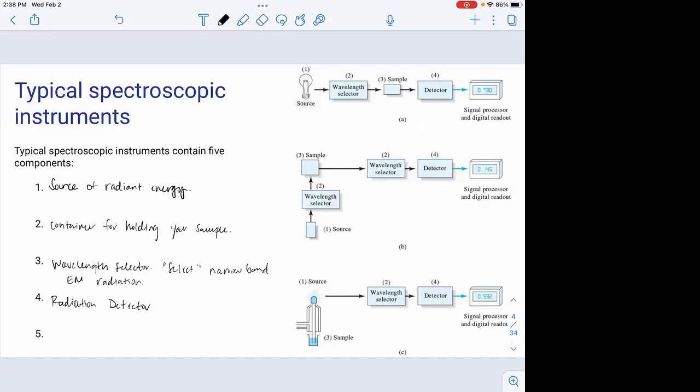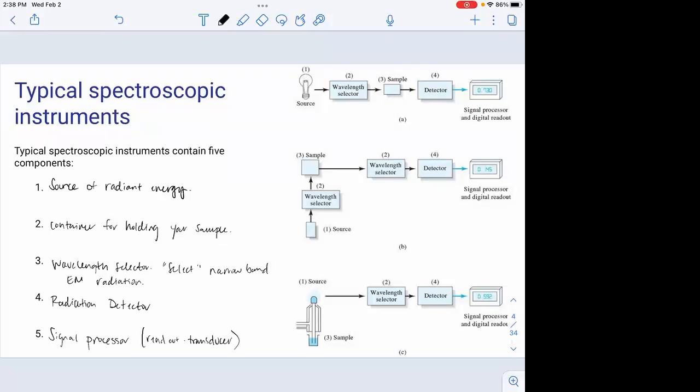And then the last thing is a signal processor. If you think back to week 1, this is something like a readout transducer.